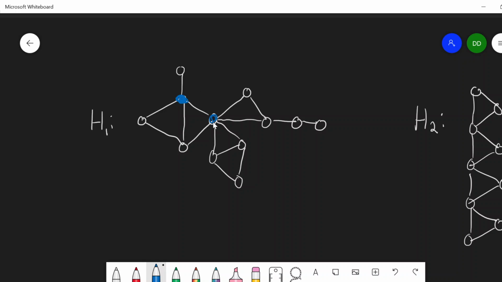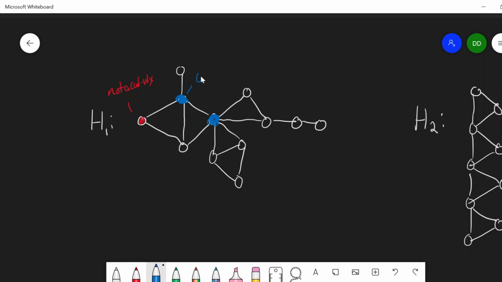At the same time, if I removed this vertex from H1, again, I would be left with a disconnected graph. If I removed, say, let's look at this vertex. If I removed, say, this vertex, notice my graph would still be connected, right? I'd be looking at this whole chunk of the graph, which is still connected. So this is not a cut vertex.